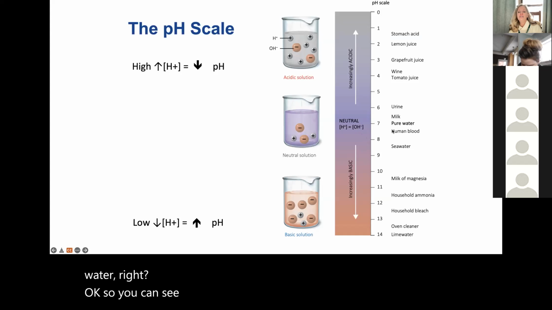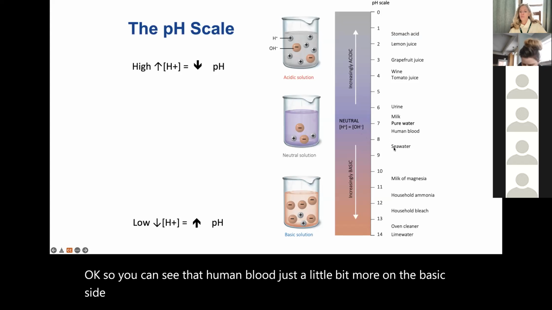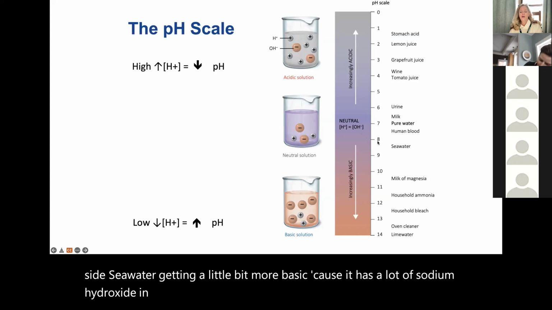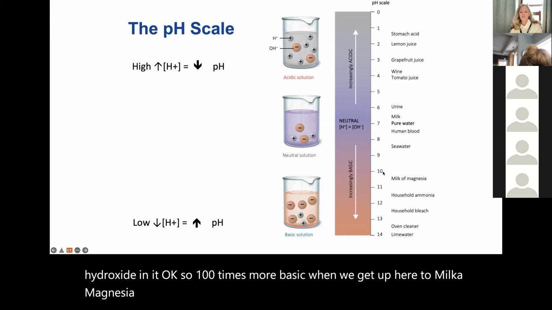Human blood is just a little bit more on the basic side. Seawater is getting a little bit more basic because it has a lot of sodium hydroxide in it, okay? So 100 times more basic. When we get up here to milk of magnesia, about 1,000 times more basic. Household ammonia, about 10,000 times more basic.